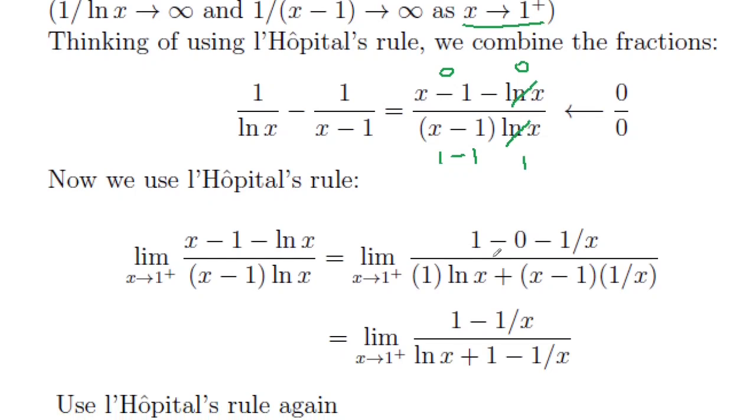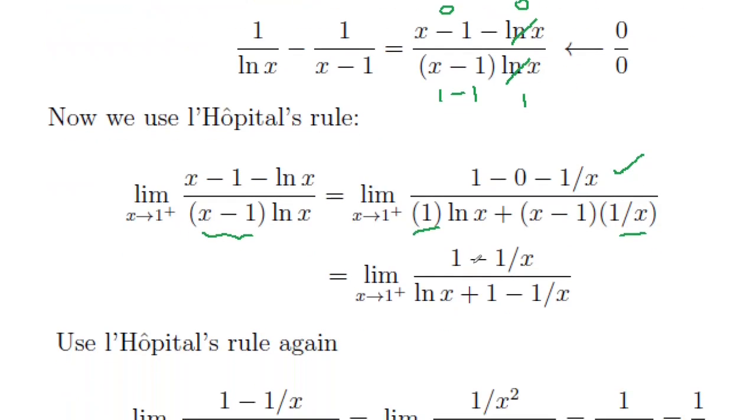What we get if we take the derivative of the numerator, we get 1 minus 0 minus 1 over x. Down below, we use the product rule. Derivative of x minus 1 is 1 times the second, ln of x, plus the first, x minus 1, times the derivative of the second, ln of x, which is 1 over x. Let's write this up in a tidy way.